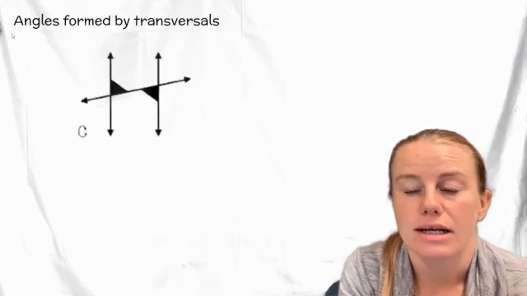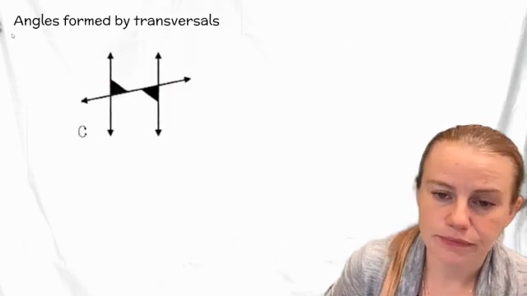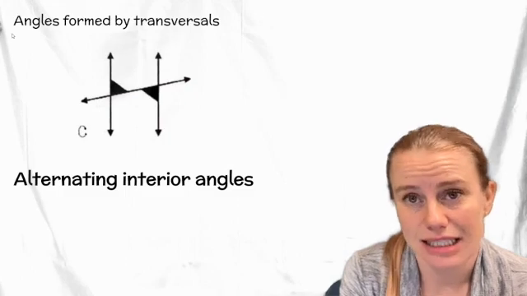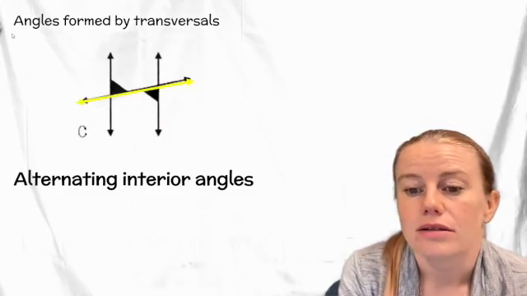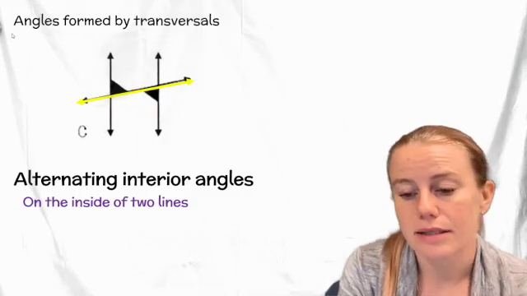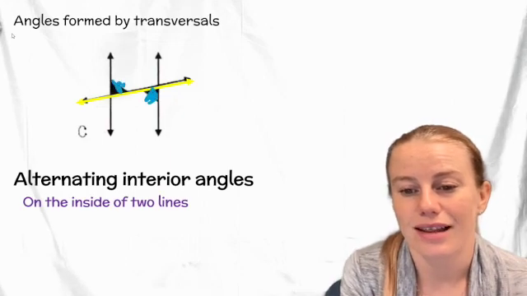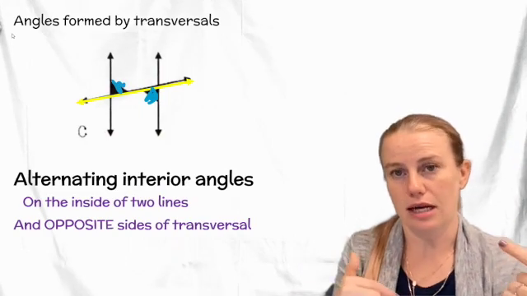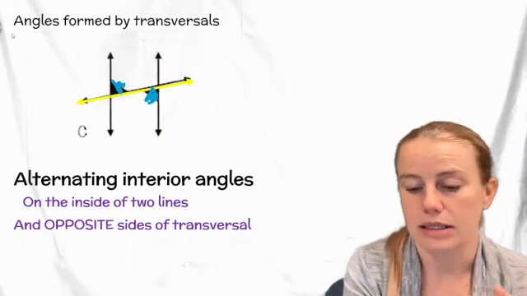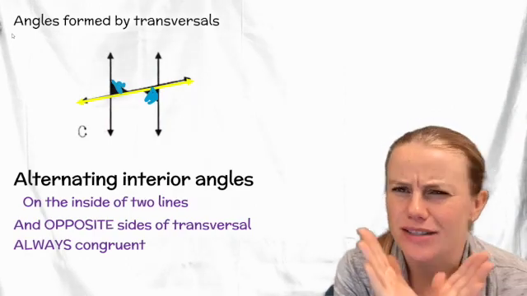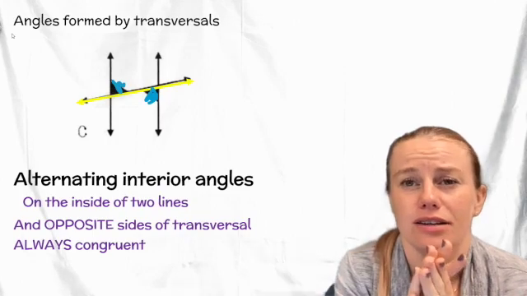Okay, next angle that we've got formed is going to be our alternate interior angles. So there's our transversal. So this time interior, they're on the inside of the lines, and they are, again, on opposite sides of that transversal line. That's why they're alternating. And you can clearly see that by this picture. And again, these ones are always congruent. What does congruent mean? Again, I've said it several times. It means that they're going to be the same or equal.